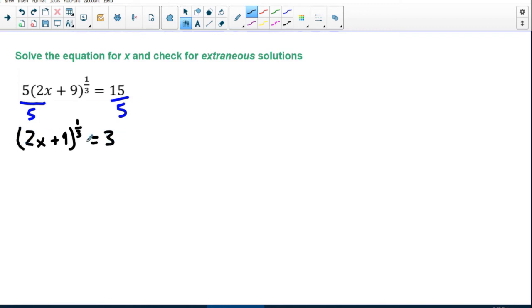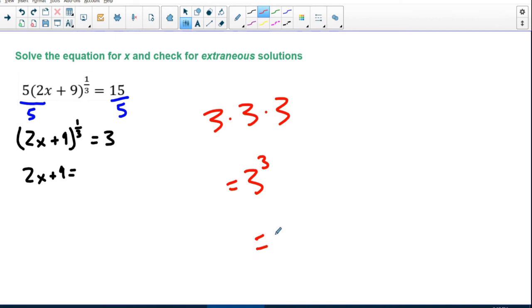The opposite of the 1/3 power is cube, or raising it to the 3rd power. So I'm going to cube both of these. On this side, that'll cancel, leaving 2x plus 9. And then over here, I'm doing 3 to the 3rd power, so 3 times 3 times 3. 3 times 3 is 9, and then 9 times 3 is 27. So 3 cubed is going to give us 27.